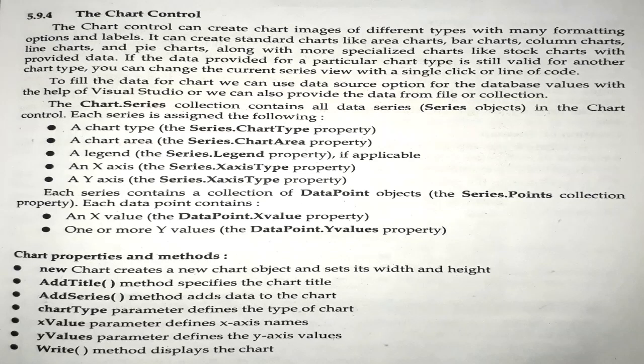Then we have the x value and y value. If you want to display country names on the x-axis, this particular title, then you can make use of this value. Or suppose on the x-axis you want to display values in the range of 0, 100, 200, 300. For that purpose we have the x value. Similarly, if you want to display some value on the y-axis, for that purpose we use the y value. So these are the different properties which we are going to use with the DataPoint tag.